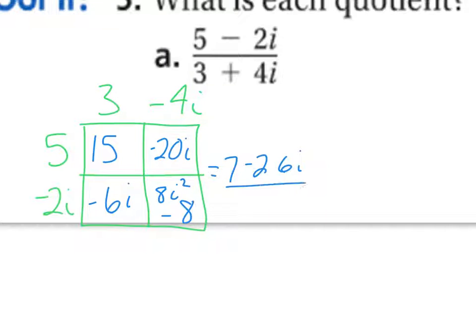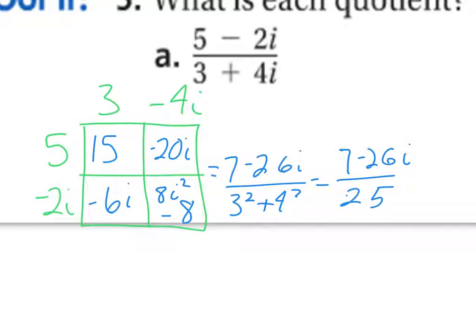So that's the numerators. Again, the denominators, you can use that pattern where it would just be, if I can just sneak the denominator in right here, the a squared plus b squared. So it would be 3 squared plus 4 squared. So 9 and 16, we're talking 25 then for the denominator. Numerator still that 7 minus 26i.